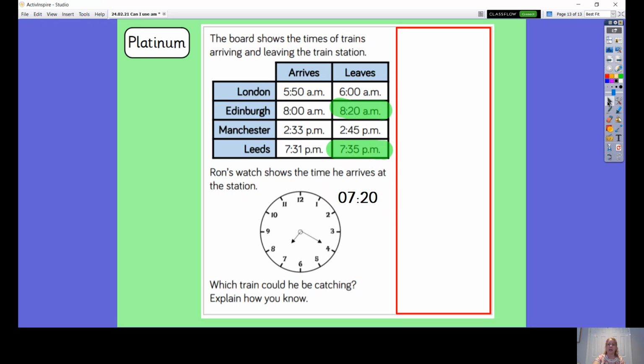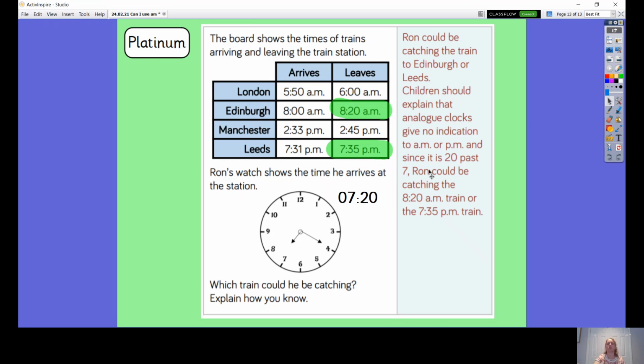So because it doesn't say whether it's an AM time or a PM time, we don't know which one of those trains he is trying to get. He could be trying to get that 8:20 train in the morning, or he could be getting that 7:35 train in the afternoon, because it doesn't tell us whether it's AM or PM. And that's pretty much, I suspect, what this says. So Ron could be catching the train to Edinburgh or Leeds. So there's the Edinburgh one, look. This is the Edinburgh one, or the Leeds one.